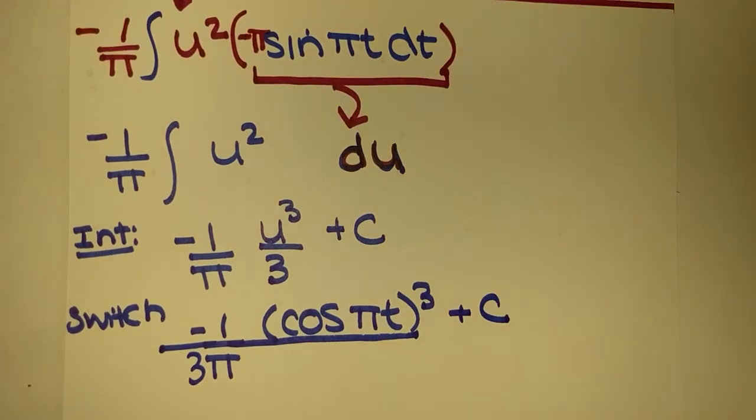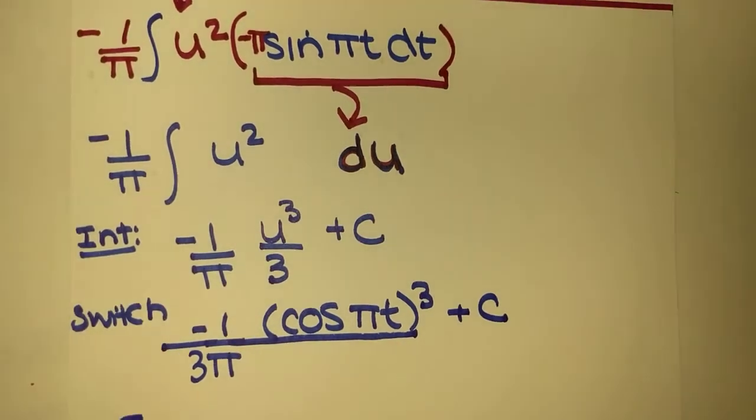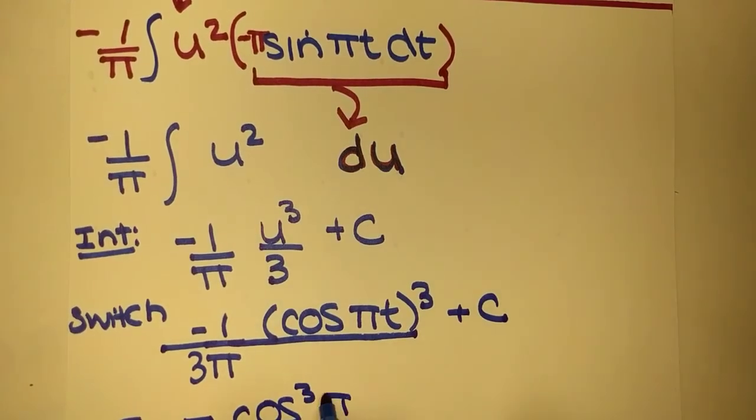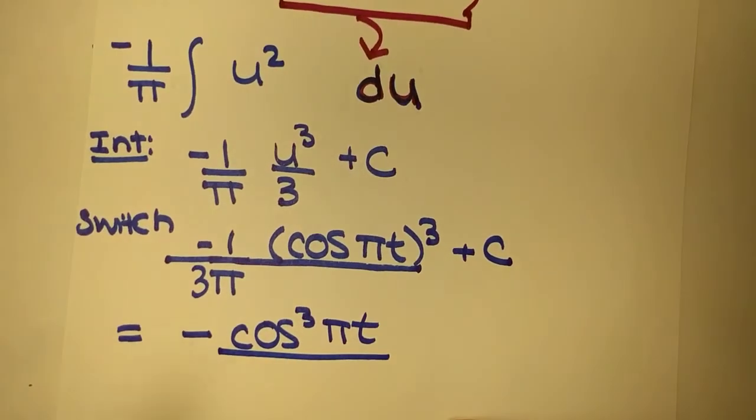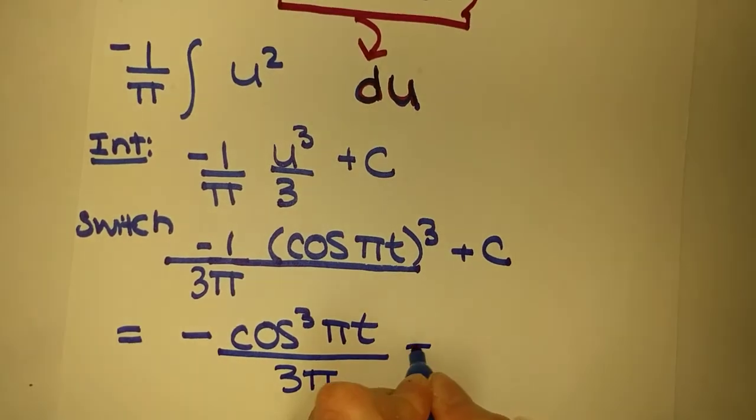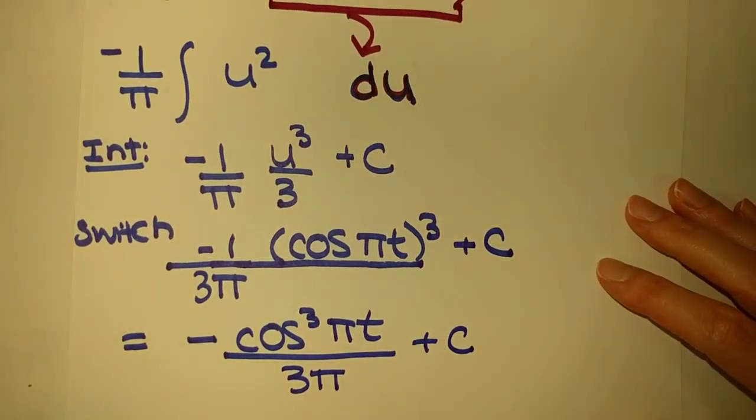All right, now, to get your final answer here, what I would do is I would rewrite this. You have negative cosine cubed pi t over 3 pi plus c. And that would be your final answer.